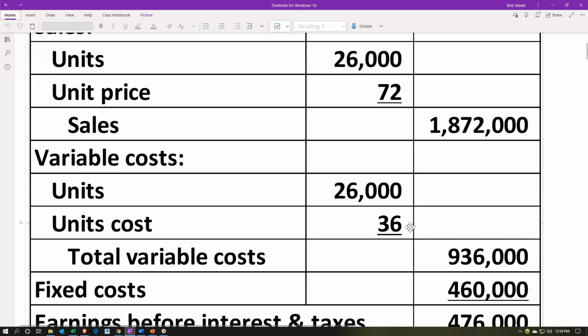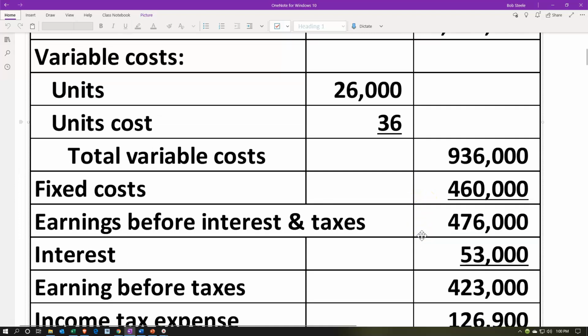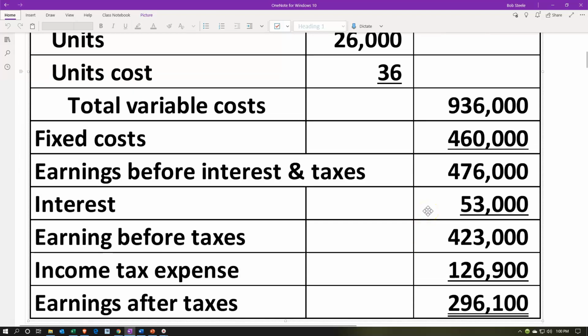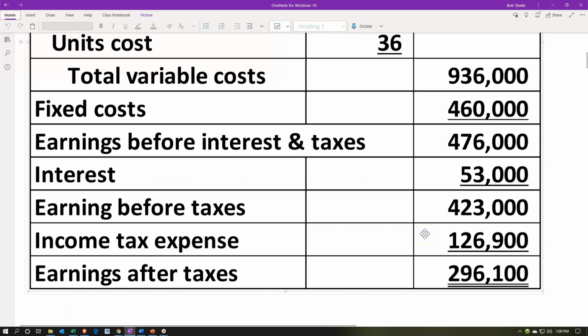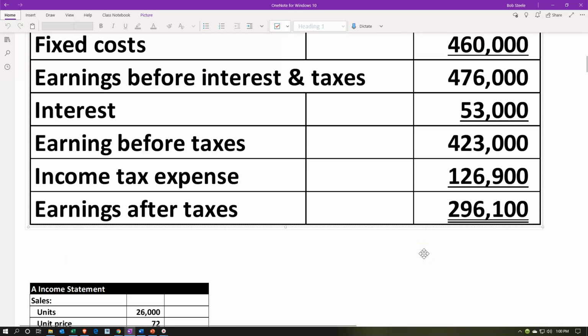So then we have the variable cost. That's going to be the units times the unit cost, which gives us the total variable costs. And then, of course, if we had a subtotal here, it would be the contribution margin total, but we're just going to take the sales minus the total variable costs and the fixed cost to give us the earnings before interest and taxes. Then we break out the interest separately, as we do in a normal income statement, and we have the earnings before taxes only. Then we have the income tax expense, which gives us the earnings after taxes finally.